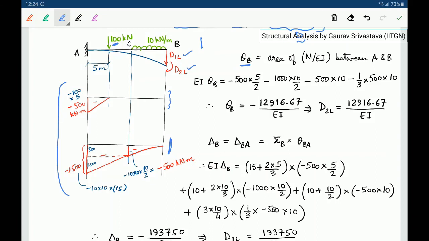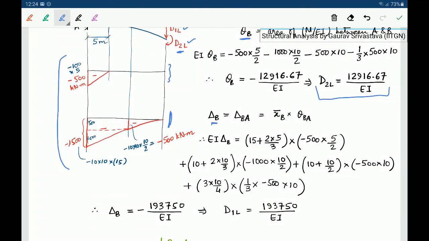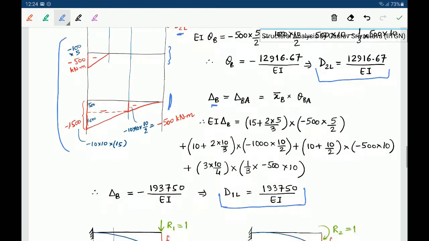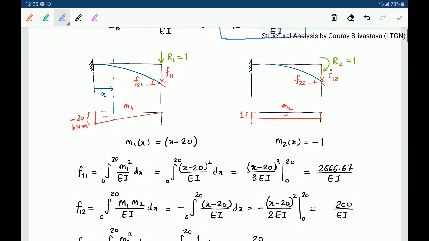From theta b we get d2L. So theta b is the rotation, the second coordinate, so theta b gives us d2L. Now similarly delta b will give us d1L, right? So d2L and d1L we can find. In this case we have used the moment area method, but any usual method can be used to calculate these deflections, right? Now for the flexibility matrix, we will recall that this Fij was the integral of mi mj divided by EI dx, right?